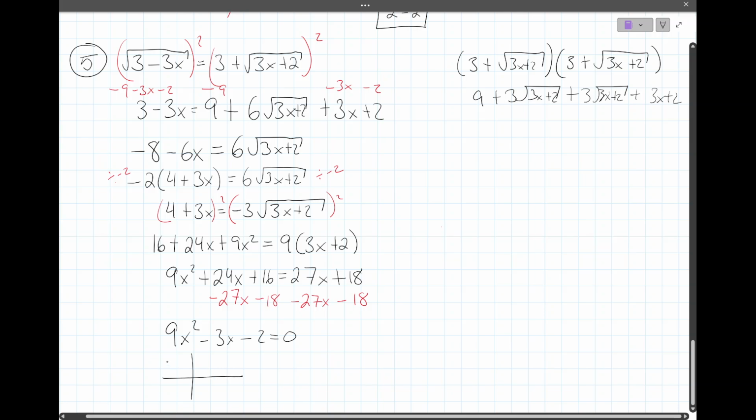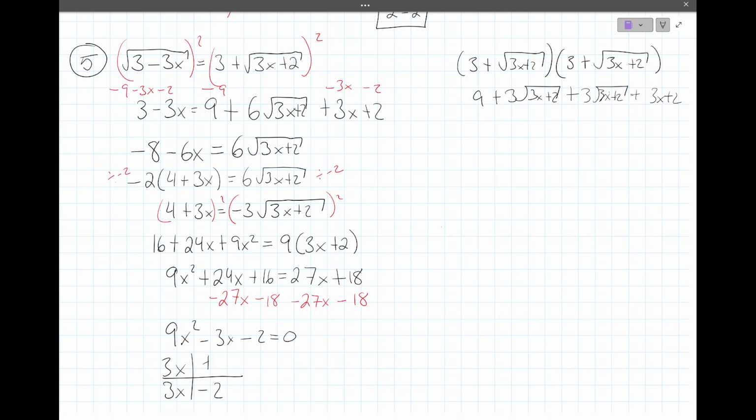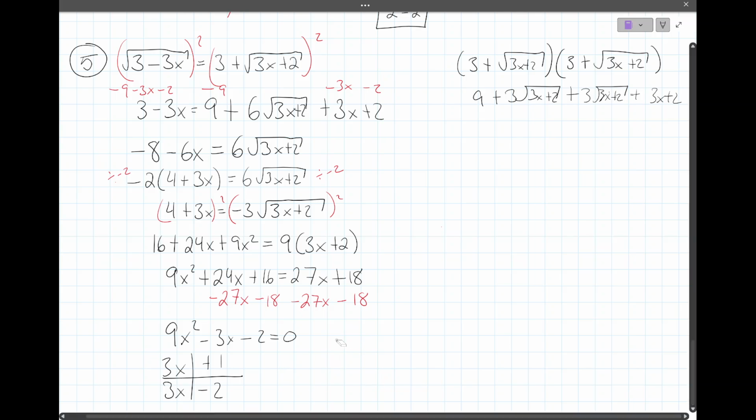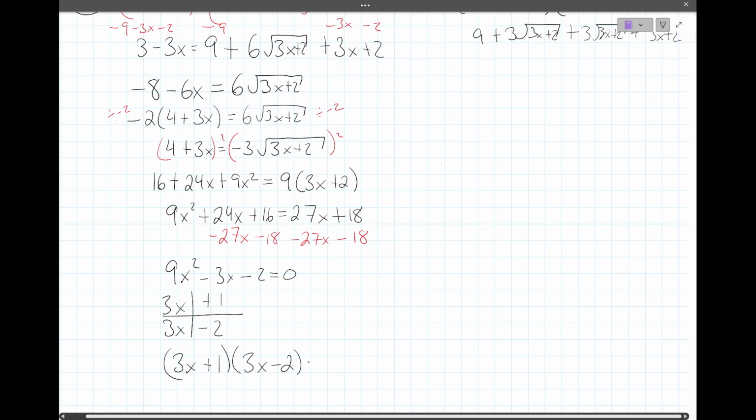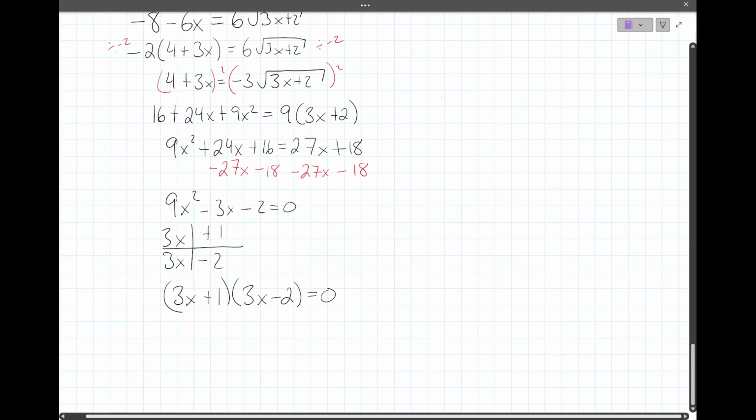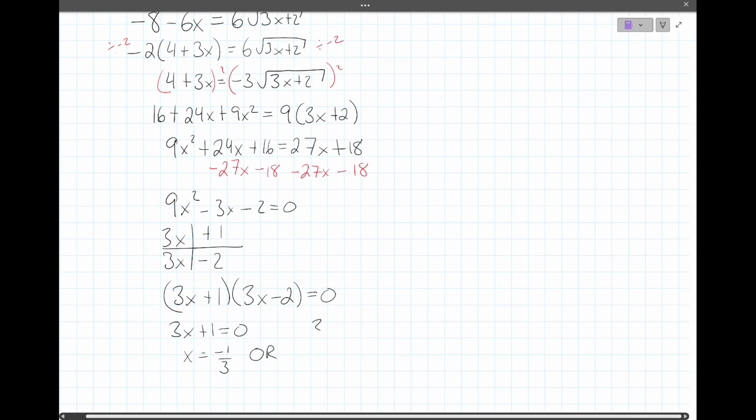Let's use the box method here, 3x and 3x. Let's try that. This is minus, so this is minus 2. Let's go plus 1. Yeah, that works out. So after the box method, I'm going to have 3x plus 1, and I'm going to have 3x minus 2 equal to 0. That means 3x plus 1 is equal to 0, and that means then x is equal to negative 1/3. Or 3x minus 2 is equal to 0, and x will be equal to 2/3.